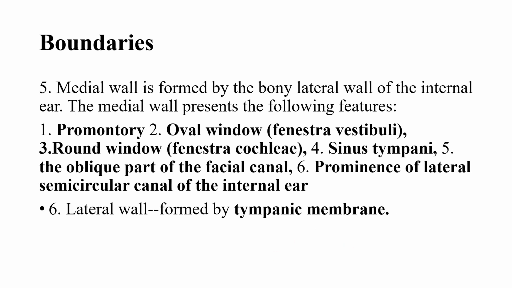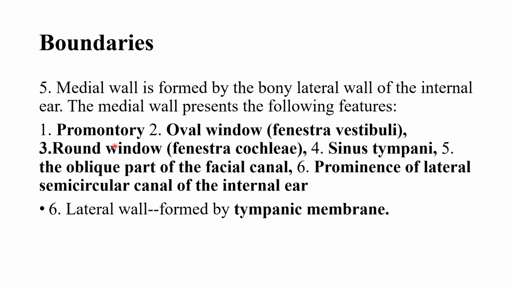Now let's go to the medial wall. The medial wall is also formed by a thin bony structure which is the lateral wall of the internal ear, and it also presents a lot of structures, namely the promontory. This promontory is a rounded prominence. It is formed because of the first turn of the cochlea, since it is coming in contact with the internal ear. Behind this lies the internal ear.